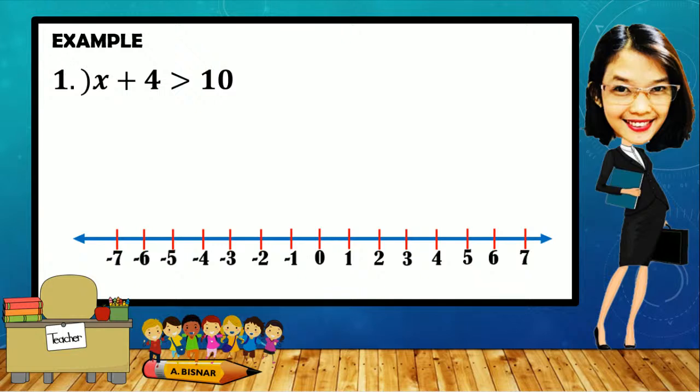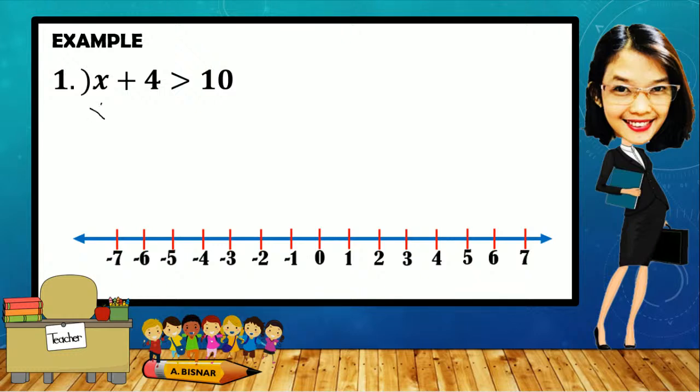So, what are we going to do? Since we have x plus 4 is greater than 10, we still need to solve the value of x, or the possible values of x. So we will use the properties of inequality. Kailangan pagsamahin natin yung constant term, at kailangan mawala si constant sa left side. Paano natin gagawin yun? Since this is plus 4, then we have to subtract 4.